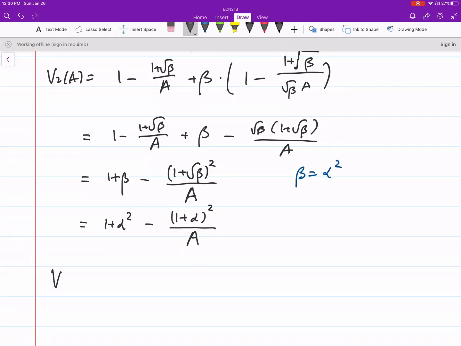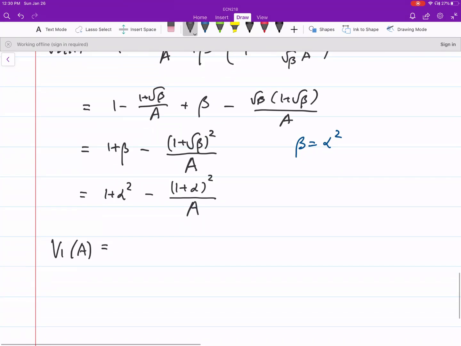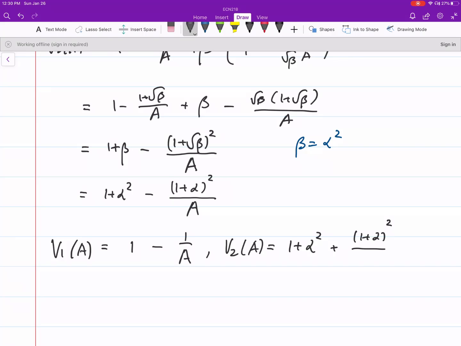Now we look at V1 of a. V1 of a is equal to 1 minus 1 over a, if you remember. And look at V2 of a. We try to find a pattern, that way we can set up the formula for Vn of a. So this is 1 plus alpha squared, and plus 1 plus alpha squared over a.